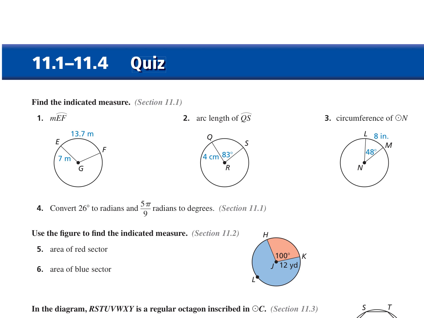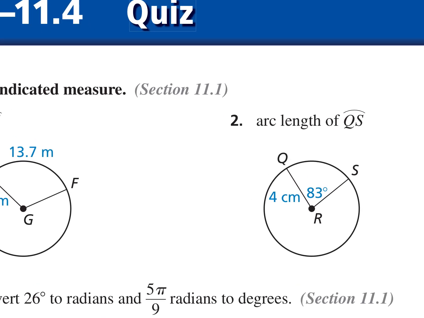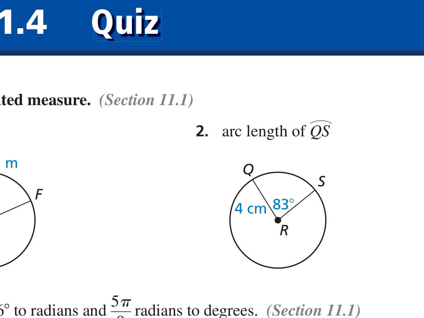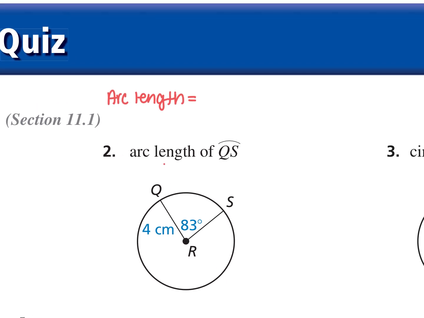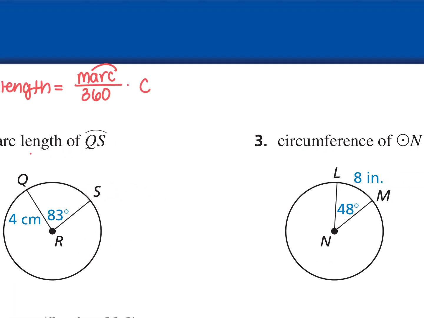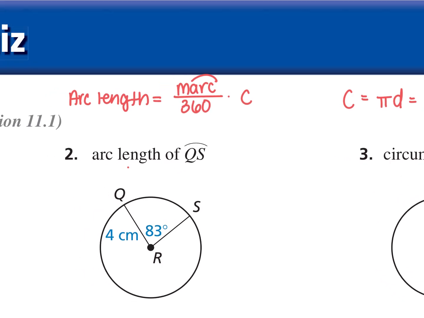So the first three questions, you should have used the formula for arc length. So please pay attention to how this one is written. It is arc length equals the measure of the arc over 360 times circumference. Keep in mind circumference can be represented as C. It could be represented as pi times diameter. It could also be represented as 2 pi r. Okay, so that's for arc length.